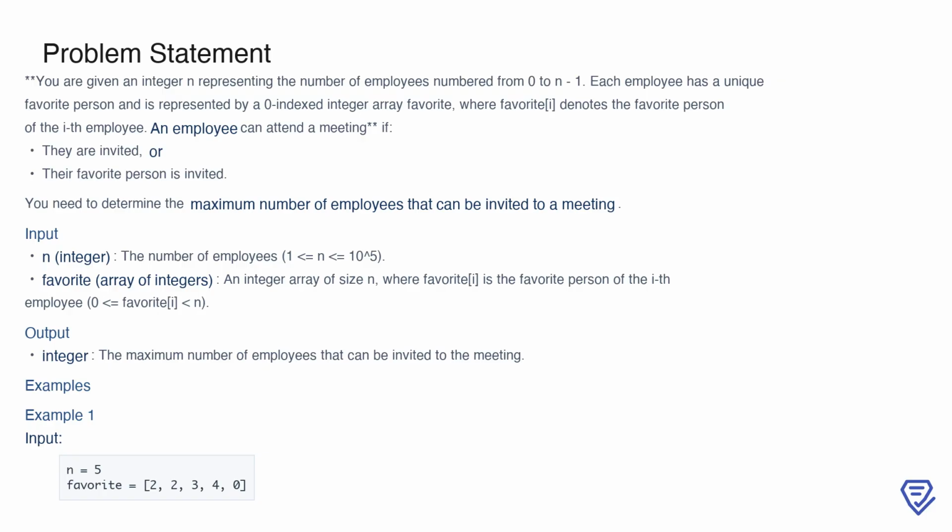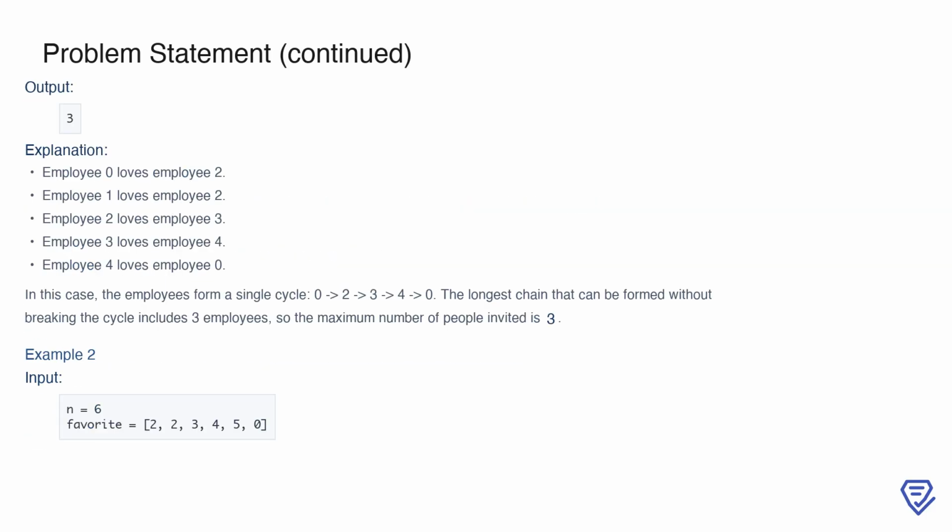The input includes n, the total number of employees, and the favorite array, where each value is a valid index referring to one of the employees. The output is a single integer representing the maximum possible number of attendees at the meeting. Let's look at an example to understand the problem better.